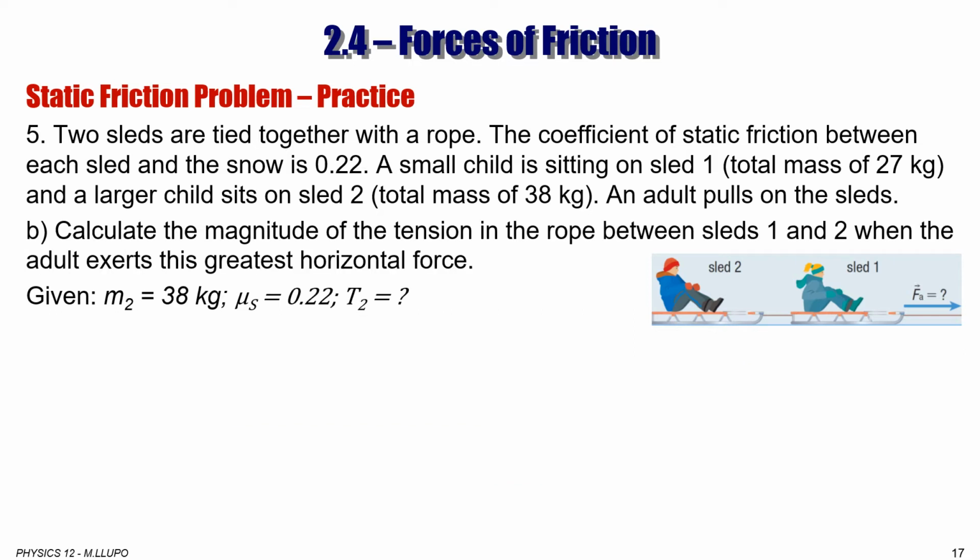Part B. Calculate the magnitude of tension in the rope between sled 1 and 2 when the adult exerts this greatest horizontal force, which we already calculated. So what is given is mass 2 now. We're going to focus on sled 2 because the rope between the two sleds is the one that is pulling only sled 2. So mass 2 is equal to 38 kilograms with a child.